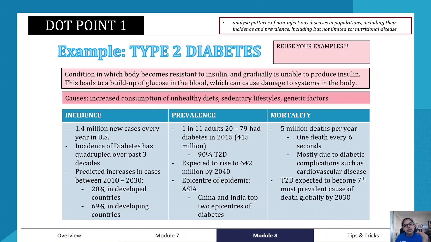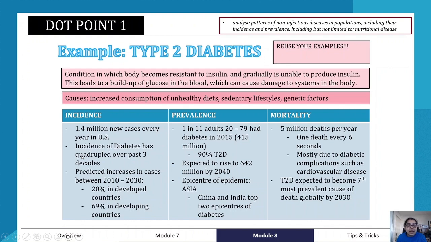And over time, if your body keeps requiring lots and lots of insulin to control the glucose because you're constantly eating unhealthily, that is then going to cause your body to become resistant to insulin, and ultimately that is going to cause your body to actually stop making insulin. So it is a big disease. It is quite significant around the world. In the US, there are about 1.4 million new cases every year.